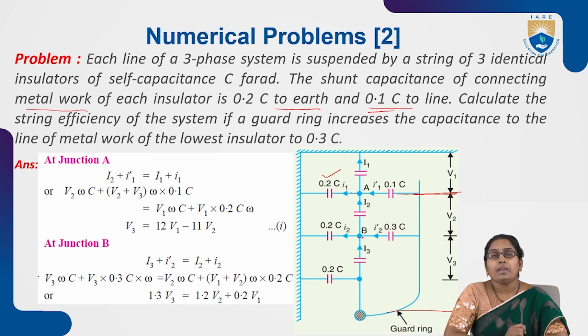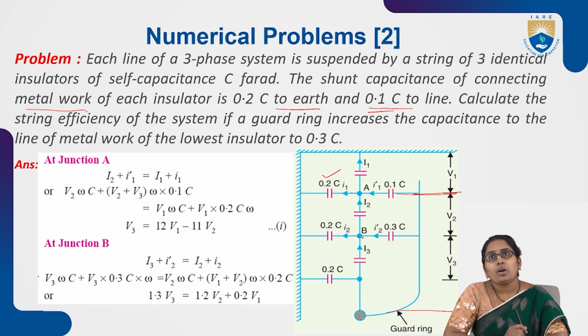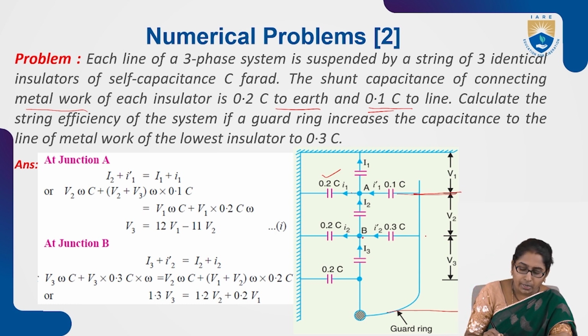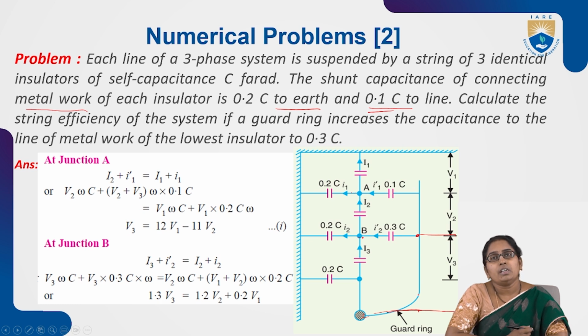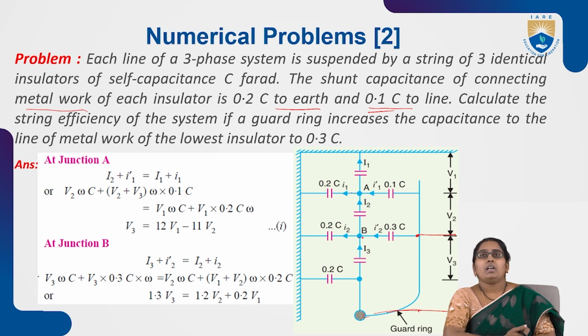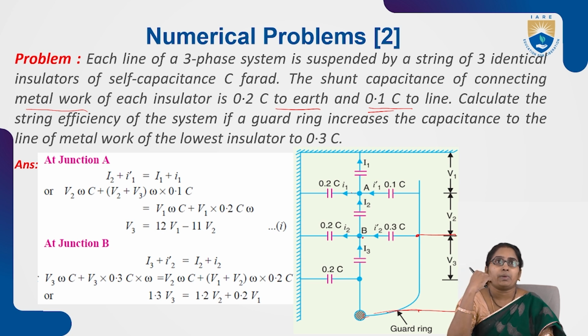Now, next junction, at junction B, writing KCL again: capital I3 plus small I2 dash is equal to small I2 plus capital I2. So what is capital I3? V3 into omega C. Small I2 dash is given by, the reference is the conductor, right? So this point and this point, V3 into 0.3 C omega, and is equal to capital I2, small I2 written in terms of voltage and C. After solving, the equation obtained is 1.3 V3 equals 1.2 V2 plus 0.2 V1. Now we want to simplify these equations. Finally, we will get the string efficiency.